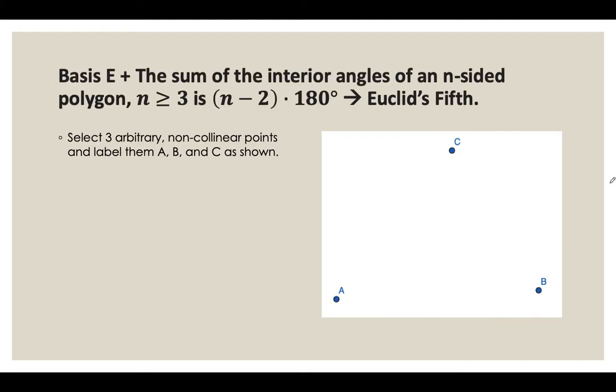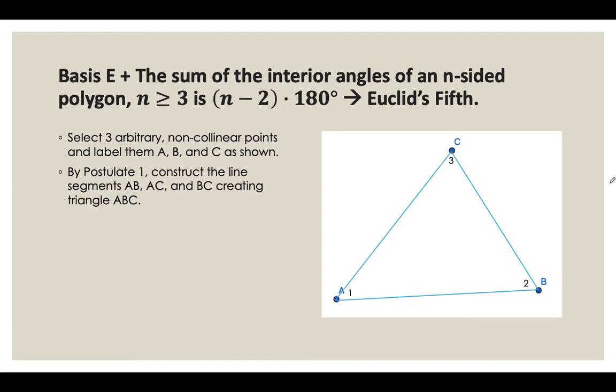So now, going the other direction, we're going to use the basis E plus the fact that the sum of the interior angles of an n-sided polygon with n being greater than or equal to 3 being equal to n minus 2 multiplied by 180 degrees to show Euclid's fifth is true. So we're going to start by selecting 3 arbitrary non-collinear points, and we're going to label those A, B, and C as shown. By postulate 1, we'll then construct the line segments AB, AC, and BC, creating the triangle ABC with angles 1, 2, and 3 as shown.